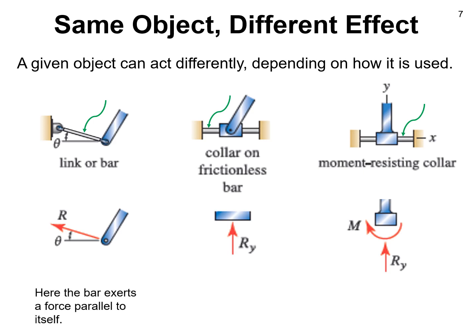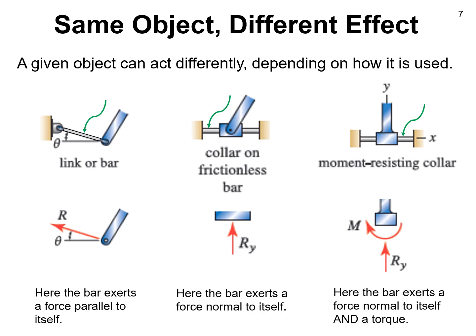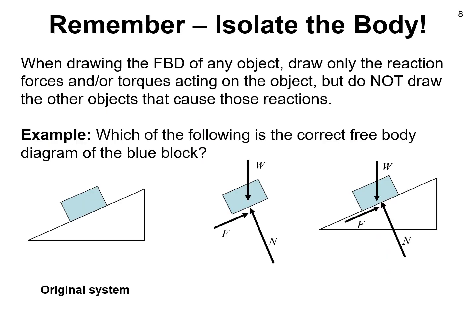So in summary, in the first case, the bar exerts a force parallel to itself. The second case, the bar exerts a force normal to itself. In the third case, the bar can exert a force normal to itself as well as a torque.